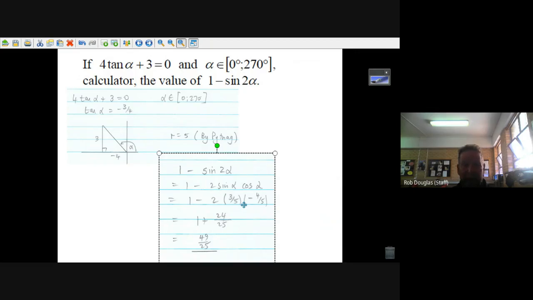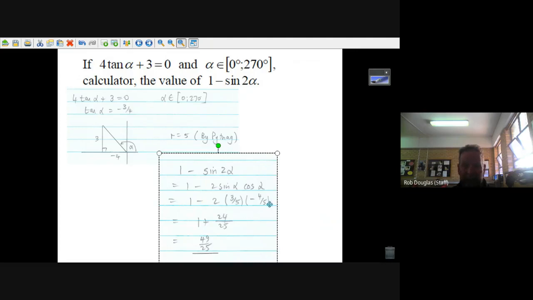It's 3 over 5. And then the cosine is adjacent over hypotenuse. It's negative 4 over 5. That's the cosine of the angle. Then just go 2 times 3 times 4. Well, that's 24, but 2 negatives make a positive. 25 over 25 plus 24 over 25. Your answer is 49 over 25.